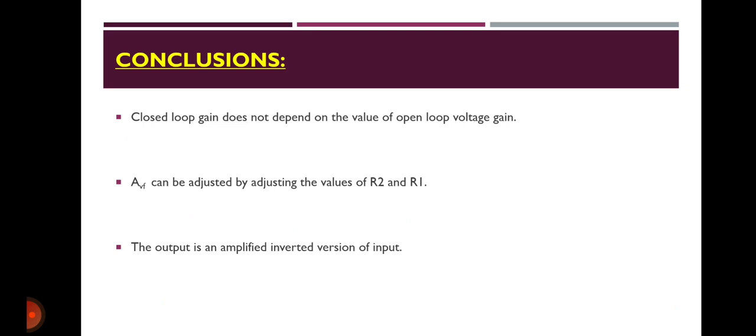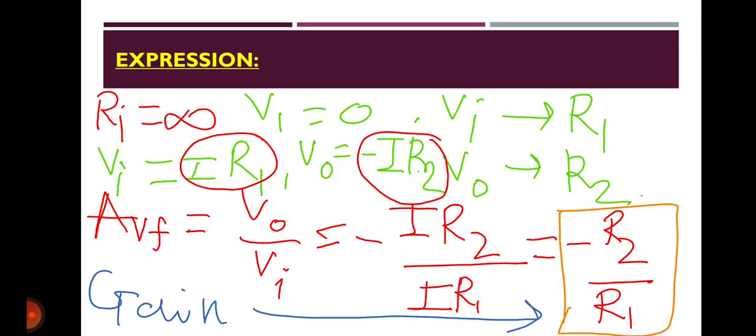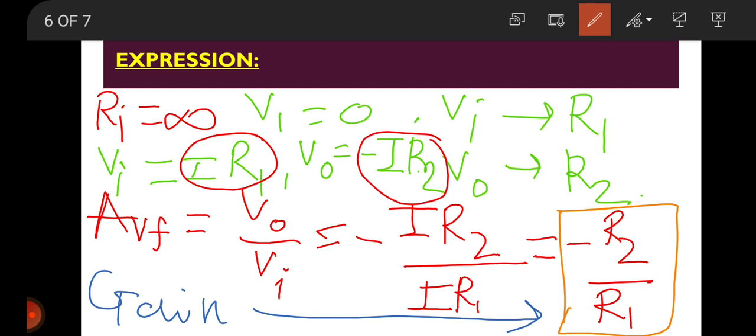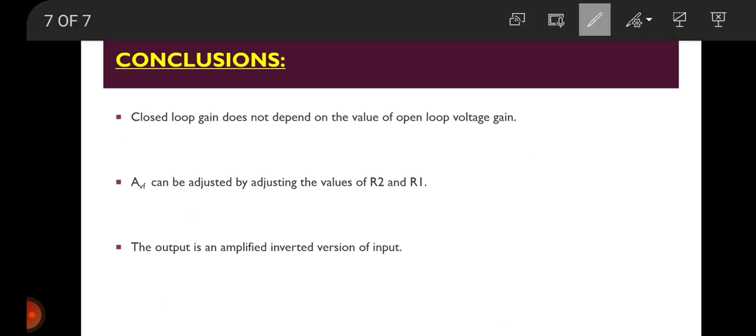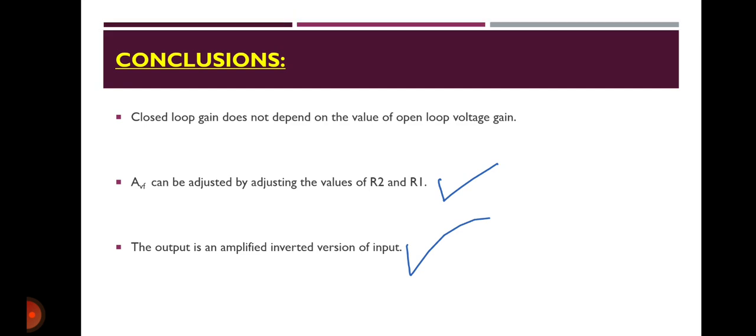Then conclusions. The closed loop gain, that is AVF, does not depend on the value of open loop voltage gain. See here, in this expression only the resistances R2 and R1 exist, not AV. The open loop voltage gain does not appear, therefore the closed loop gain does not depend on the open loop gain. The closed loop gain only depends on the values of R2 and R1. And the output is an amplified inverted version of the input, as we all know, because it is an inverting amplifier.